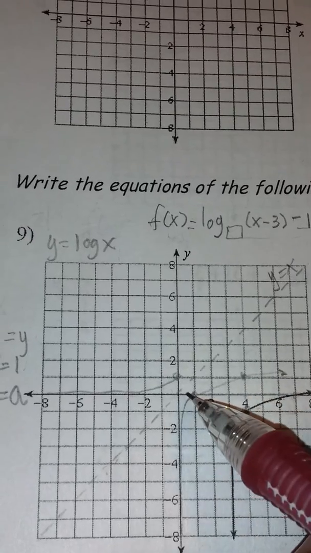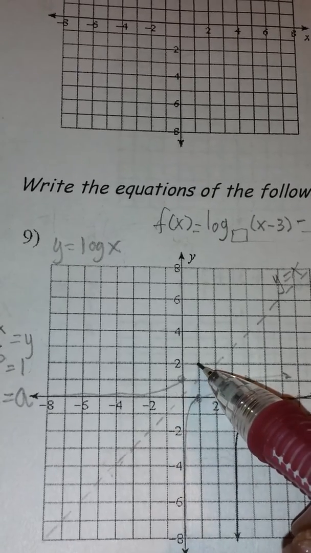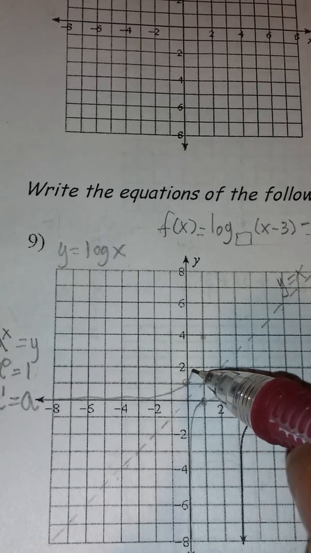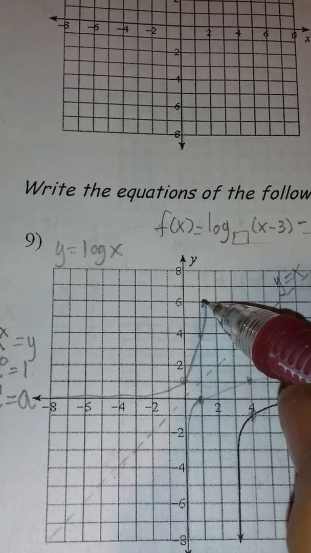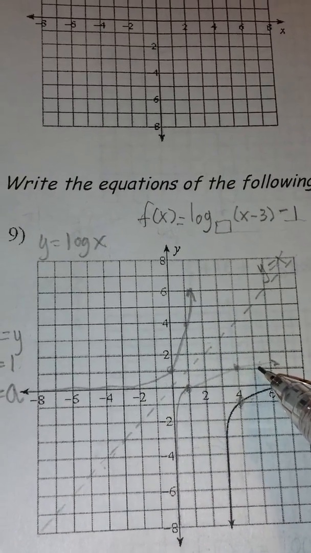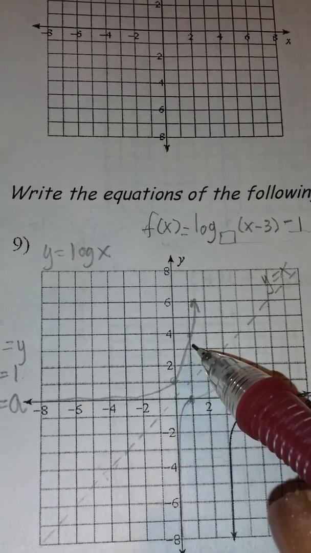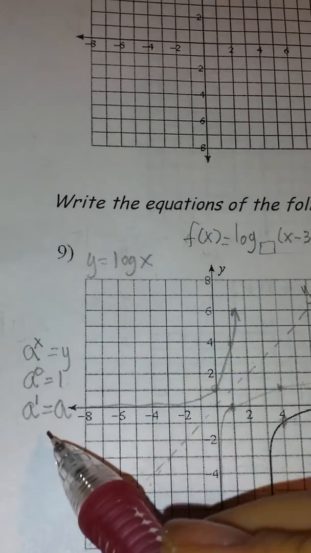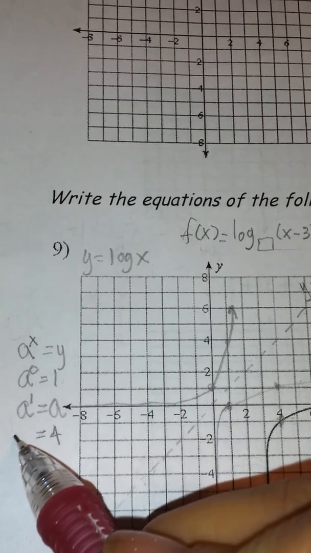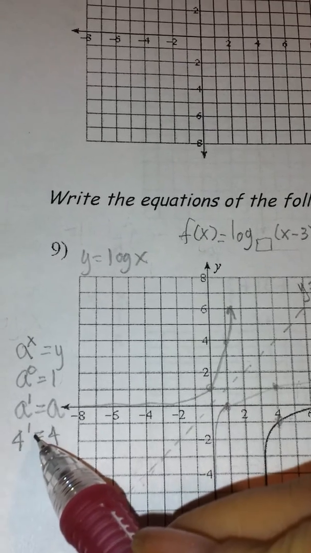So instead of being at (4, 1), we're going to go to (1, 4). 1, 1, 2, 3, 4, right there. So our exponential function is the reflection, the inverse function of this graph right here. If we look here, when it goes over 1, it went up 1, 2, 3, 4. That tells us that a raised to the 1 power is 4. So what do you think a is? I'm sorry, a is going to be 4, because 4 was raised to the 1 power.